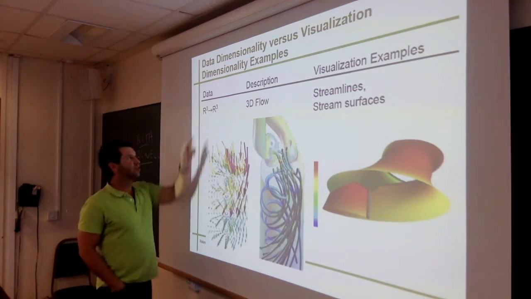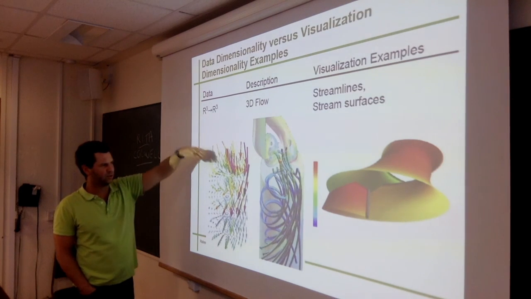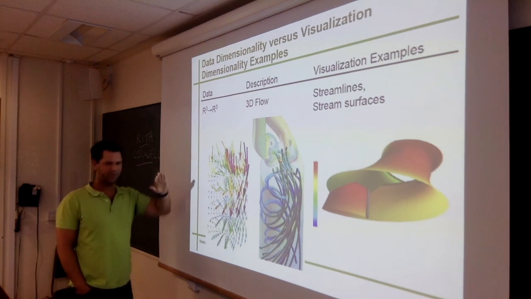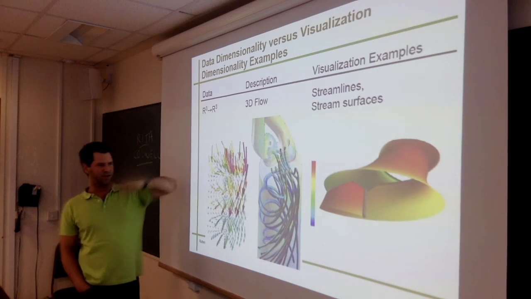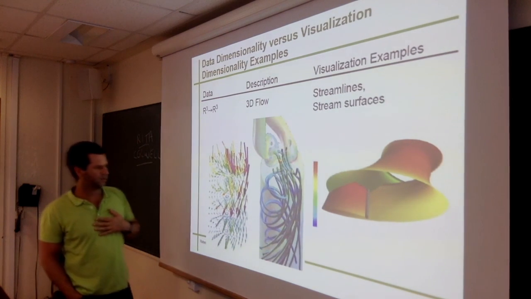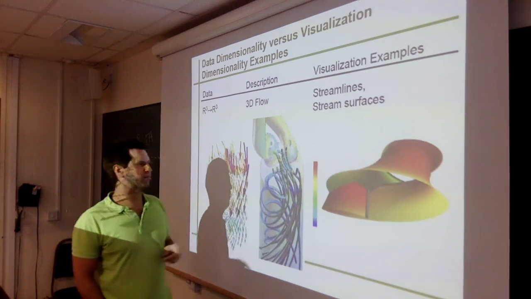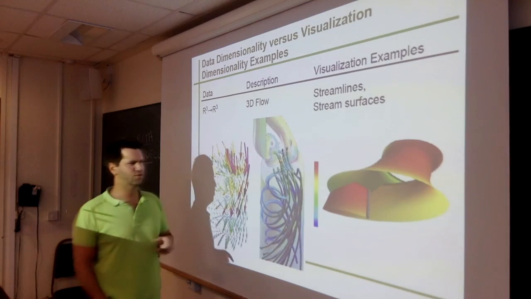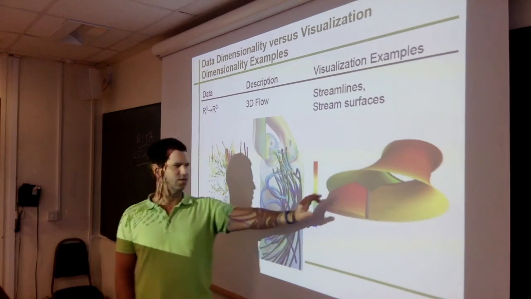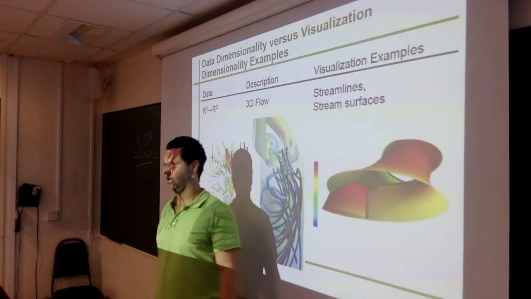Here is three-dimensional data being mapped to three-dimensional space. These are three-dimensional glyphs, so they have X, Y, and Z magnitudes. These are streamlines being mapped in three-dimensional space, and that's a stream surface. That's a kind of surface that you've never seen before.